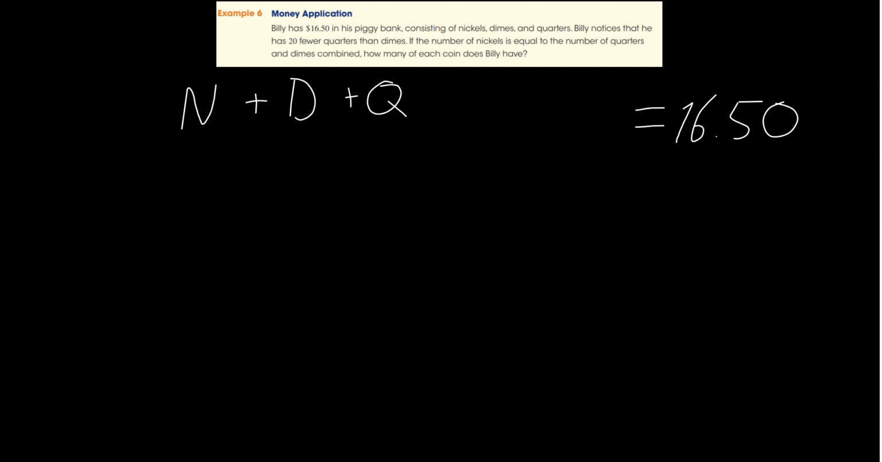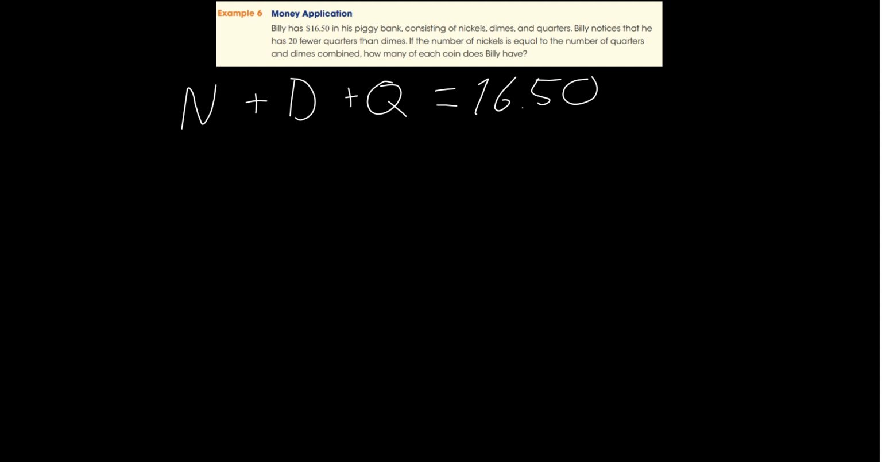All right, but first let's just break this down into what is being asked here. Billy has $16.50 in his piggy bank, and for the sake of being consistent, I'm just gonna put $16.50 over here, but I'm probably gonna end up moving it. Consisting of nickels, dimes, and quarters. Well, that's not hard, right? So nickels plus dimes plus quarters is equal to $16.50. Does that make sense? So the number of nickels, the number of dimes, and the number of quarters is equal to $16.50.